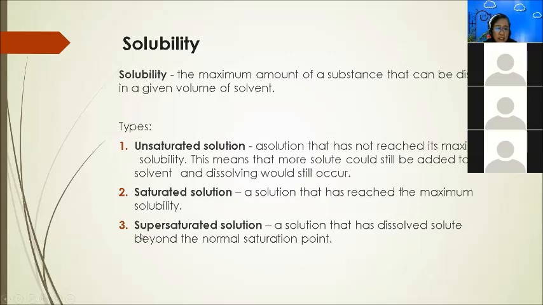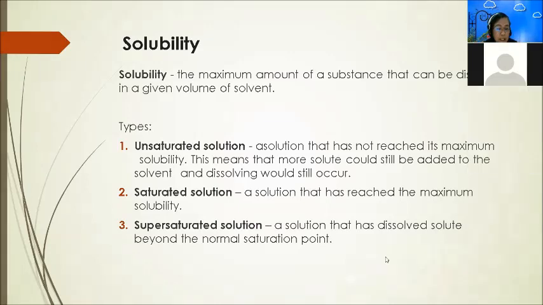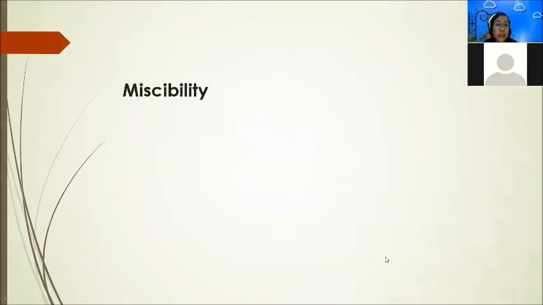So, you attain a supersaturated condition, of course, it has to undergo certain situations, like for example, increase in temperature or pressure. So, ibig sabihin, temperature and pressure are certain factors that can affect solubility of solvents. Okay? Tama? Ayan. So, there are certain factors that really affect the solubility. So, moving on, let's continue.